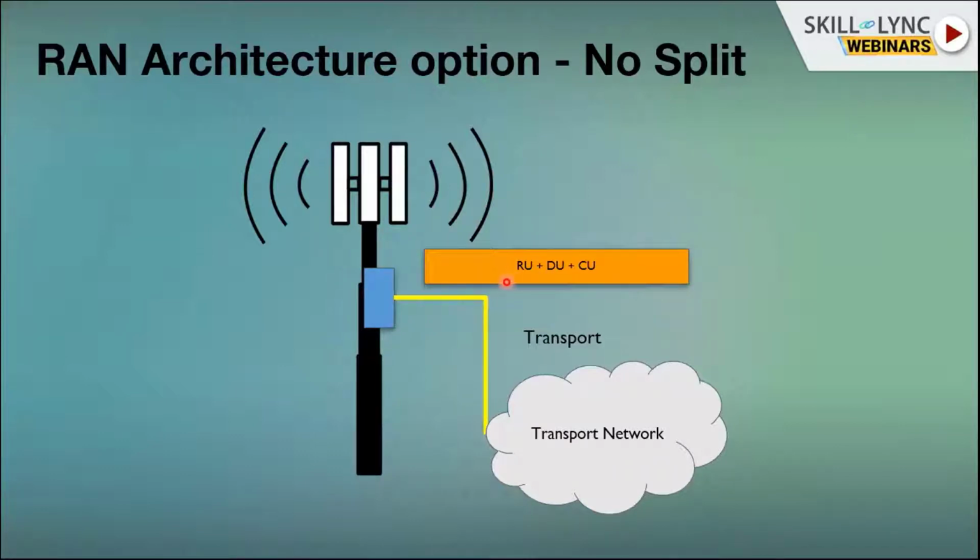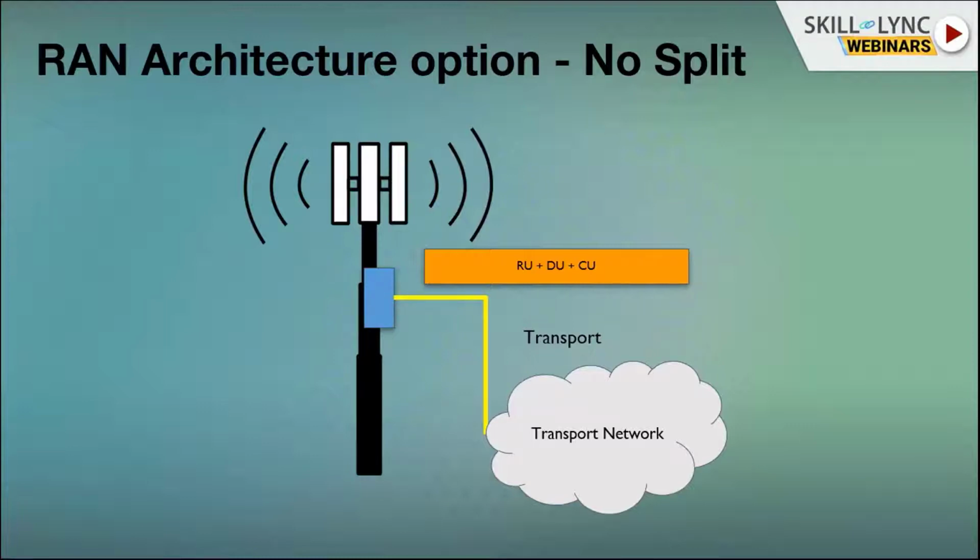You have the functionality of RU, DU, and CU, that is the radio unit, digital unit, and control unit, in just one box. It will be connected to an antenna, and it will transmit the 5G signals. So this is the no split option, which can be used in small cells. You can deploy it in a confined area where you require a very low range, say a reception, and you can deploy it in multiple numbers.